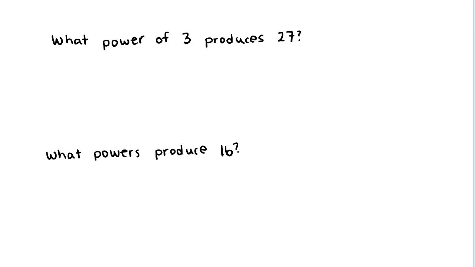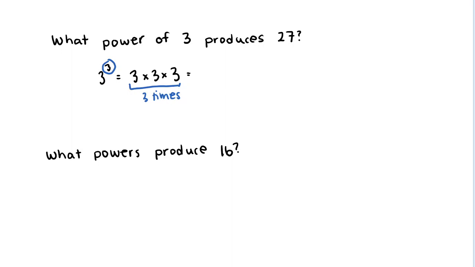Okay, so hopefully you've had a moment to think about that, and if not, pause the video and give yourself some time. But let's go over these examples here. So the first one says, what power of 3 produces 27? Well, here if I take 3 and I raise it to the third power, this exponent tells us how many times we're going to multiply that base, right? That's going to be 3 times 3 times 3. Right? That exponent is telling us we're multiplying the base to itself 3 times.